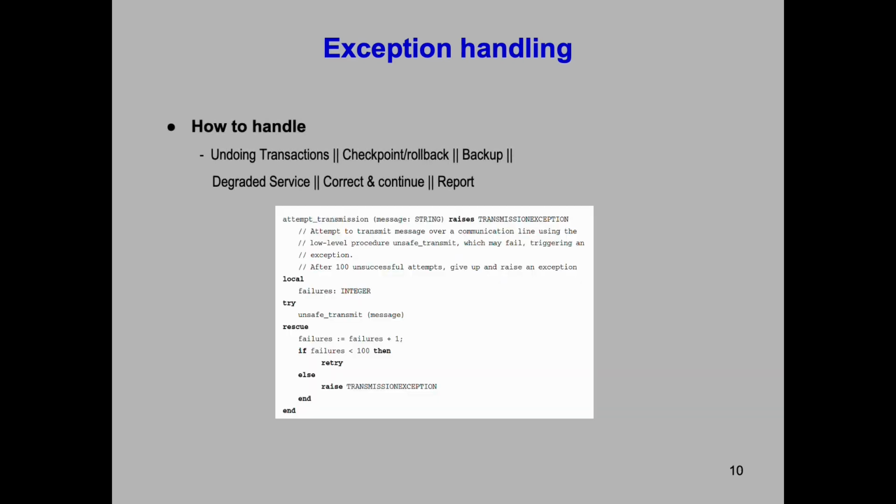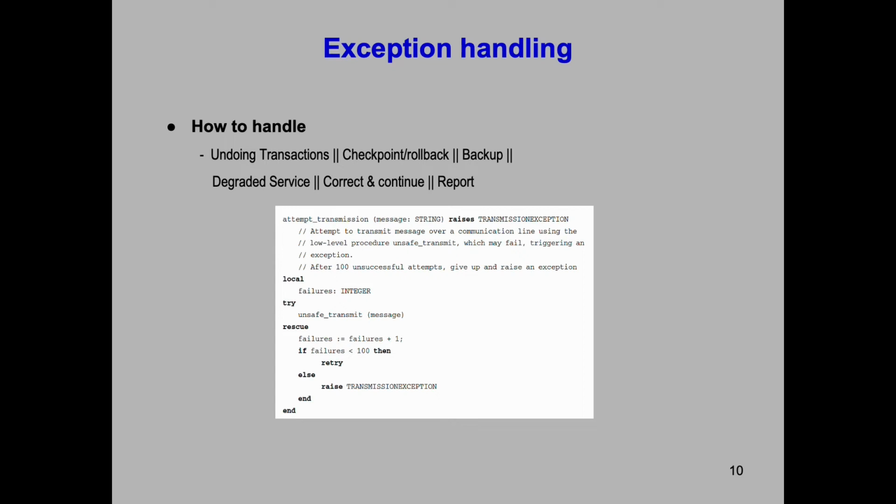So now that we've discussed what an exception is, we need to know how to handle them. Some things we can do are undoing transactions, having checkpoints and rollbacks, and having backups. We can degrade service, correct and continue, or report. And an example of that is below.